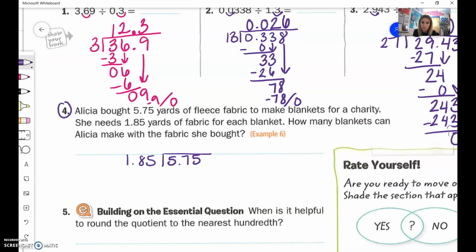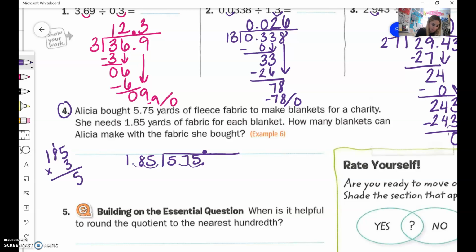Now, first thing we've got to do is make that divisor a whole number. So I'm going to move it over 2 spots, which means I'm going to move this one over 2 spots. So I'm going to place my decimal point up there. So now I'm taking 575 and dividing it by 185. So let's see how many groups we can make. Let's start with 3, because I think 2 is going to be too little.